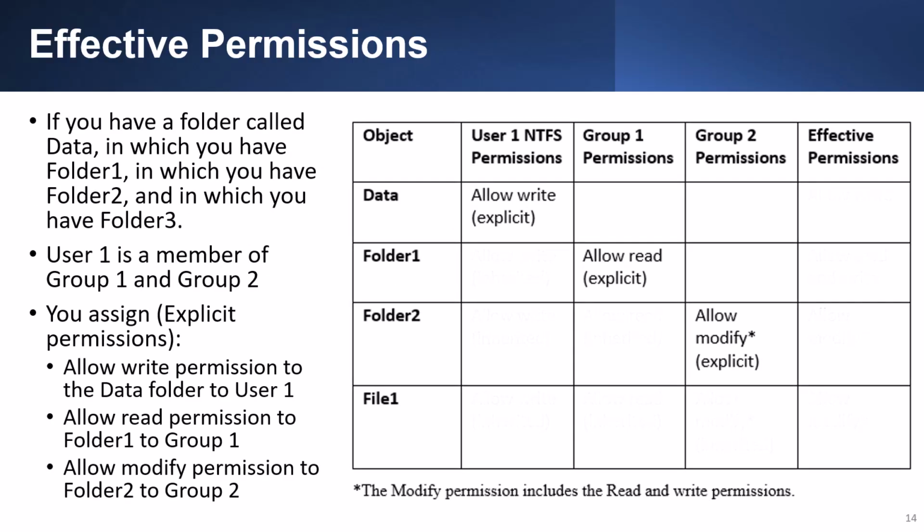Say you have a folder called data, in which you have folder 1, in which you have folder 2, in which you have folder 3. User 1 is a member of group 1 and group 2. You explicitly assign: allow write permissions to the data folder to user 1, allow read permissions to folder 1 to group 1, and allow modify permissions to folder 2 to group 2.